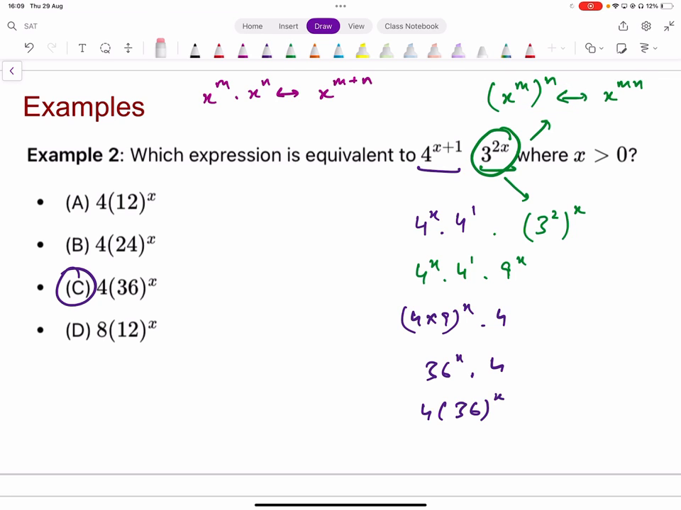Any questions on this? No? Okay, let's move on.